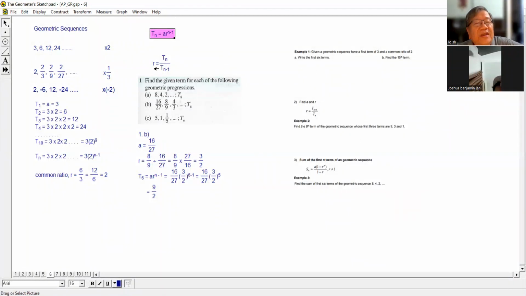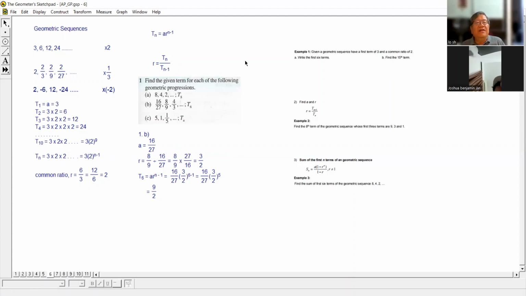Now, for this common ratio, how to find the common ratio? You take the term behind divided by the term in front. The term behind is n, the term in front is n minus 1, right? So you take the term behind divided by the term in front, you will get the common ratio.